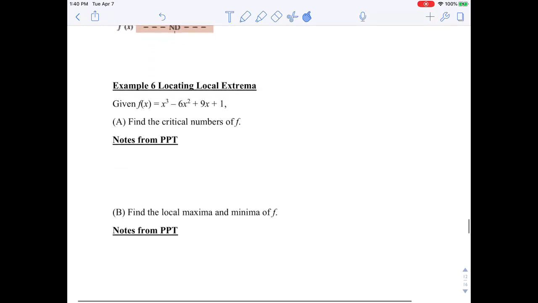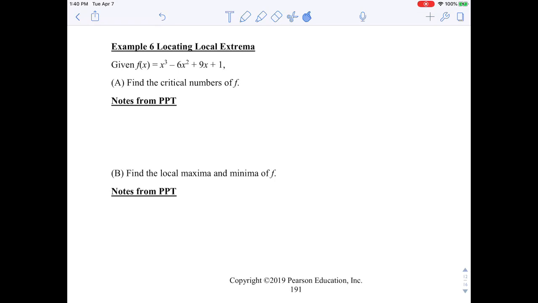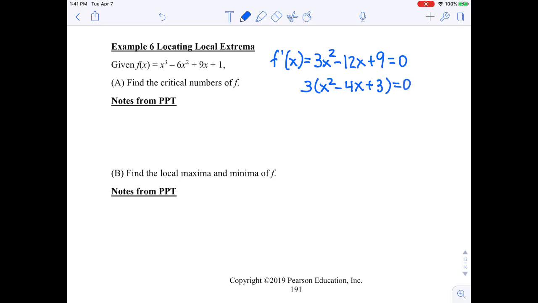All right, so let's do an example. We're going to find critical numbers and find the local maxes and mins. The first thing you need to do is take the derivative. Set it equal to 0. And our two numbers are 1 and 3.